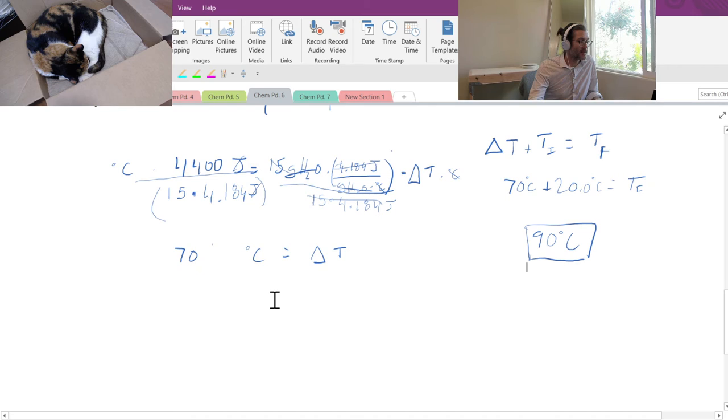A 145 gram sample of water is cooled from 85 to 23 C. How much heat is involved? Is it heat absorbed or heat released?